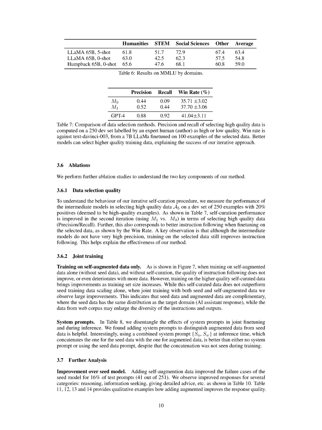The results showed that the self-curation performance improved in the second iteration in terms of selecting high-quality data. This improvement also corresponded to better instruction following when fine-tuning on the selected data, as shown by the win rate. An important observation was that even though the intermediate models did not have very high precision, training on the selected data still improved instruction following. This helps explain the effectiveness of our method.